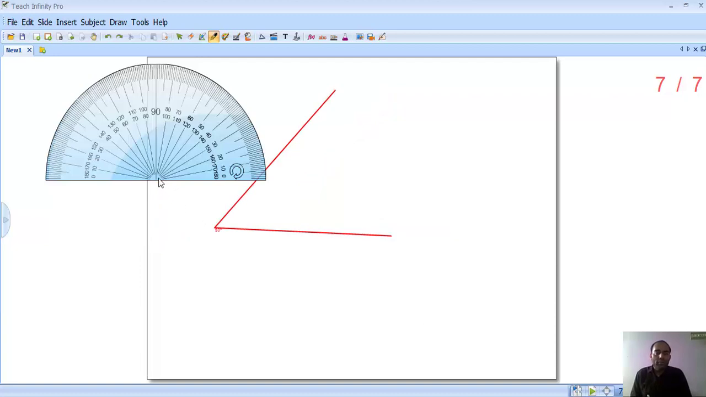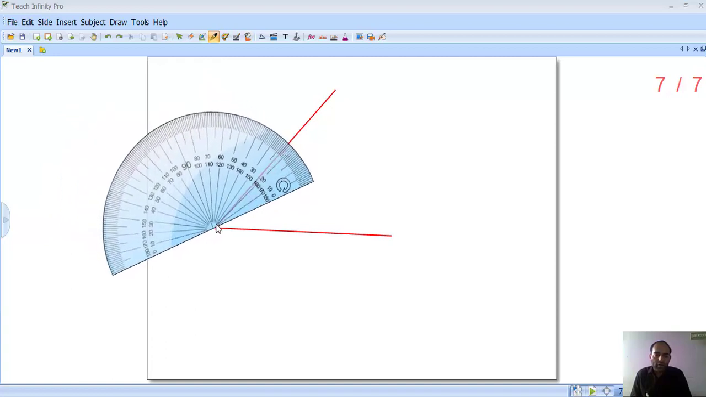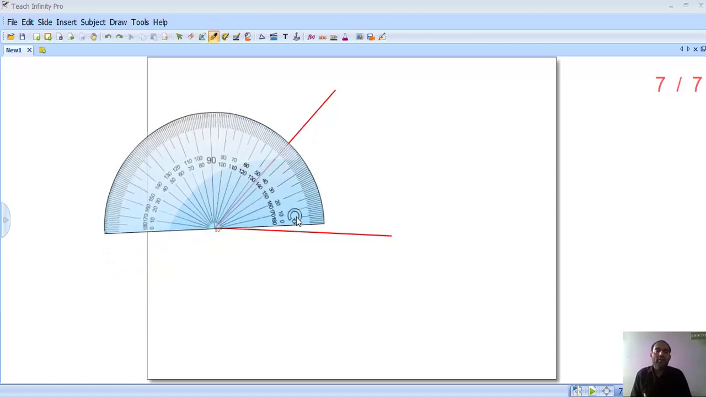First of all, you need to take your protector and put the midpoint of the protector on the joining point of the angle. I should say that the midpoint of the protector should be at the intersection point of the angle. Joining point or intersection point, both are the same thing. So now you can see the midpoint of the protector is on the joining point of the angle.